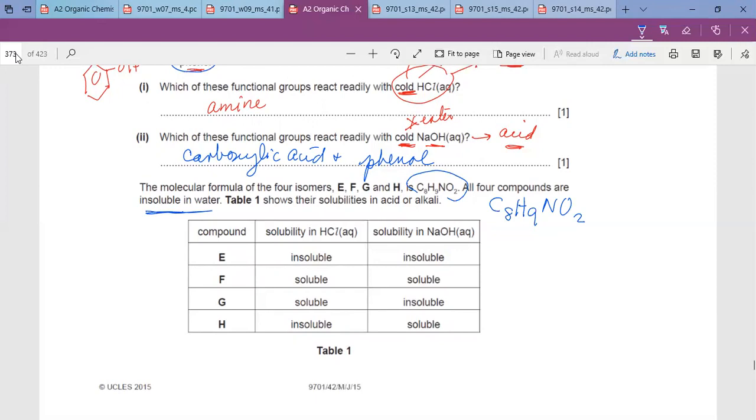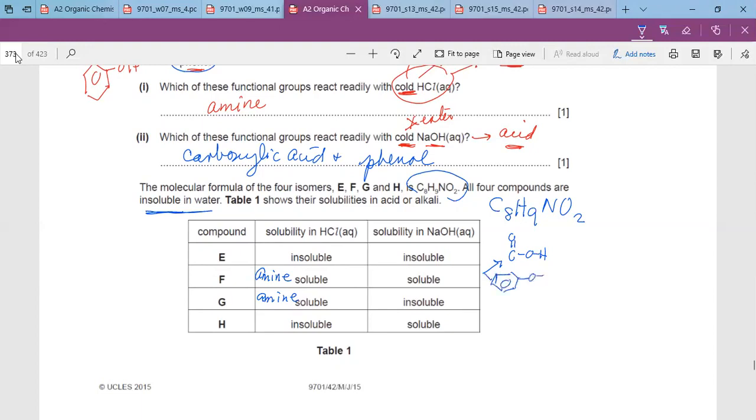So, solubility in HCl: E is insoluble, the other is soluble. Then which is soluble? That means this one is your amine. So this one is not. Soluble in NaOH, of course, it can be 2. It can be a carboxylic acid, or your phenol.